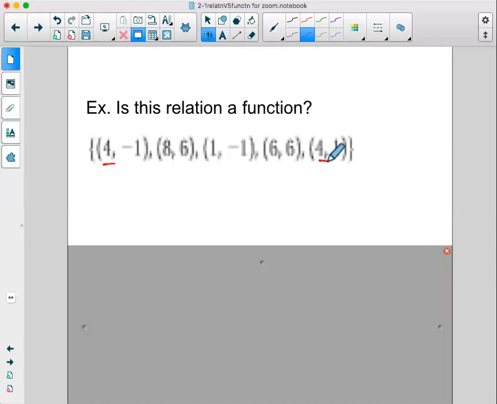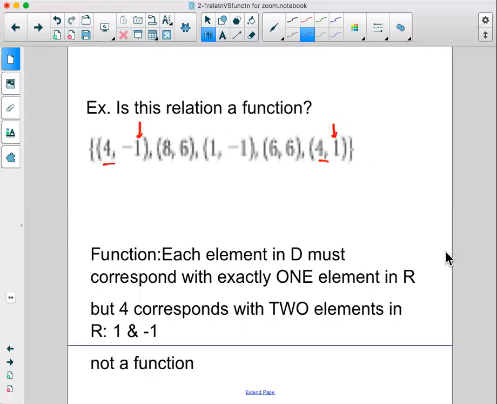This member of the domain has two different partners in the range. And so this relation is not a function. Each element in the domain must correspond with exactly one element in the range, but the number +4 corresponds with two elements in the range, 1 and -1. So this is not a function.